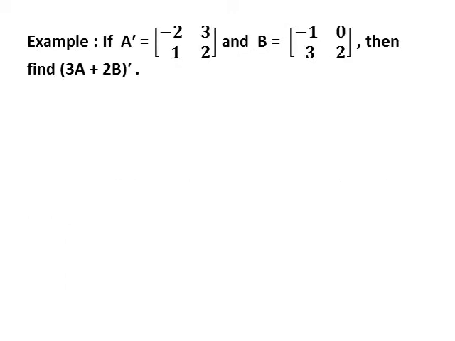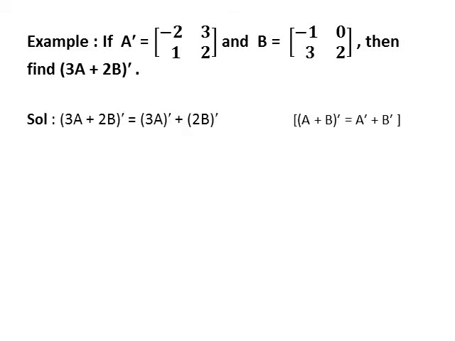In this question, transpose of matrix A is given to us and one more matrix B is also given to us. We have to find transpose of 3A plus 2B. By using third property, first we write transpose of 3A plus 2B equals transpose of 3A plus transpose of 2B. This is equal to 3 into transpose of A plus 2 into transpose of B. Here we have used second property.